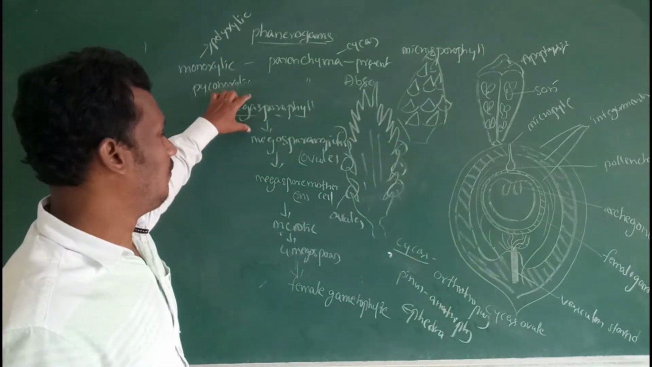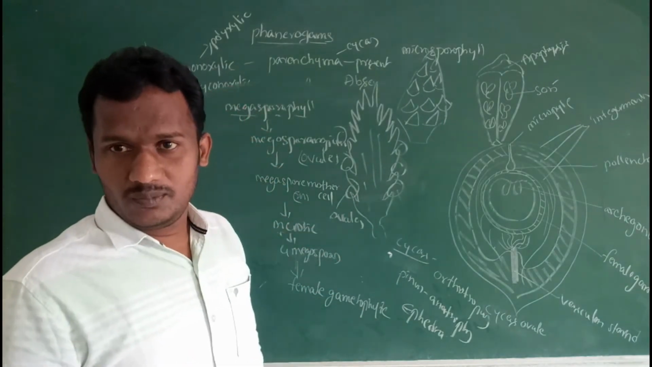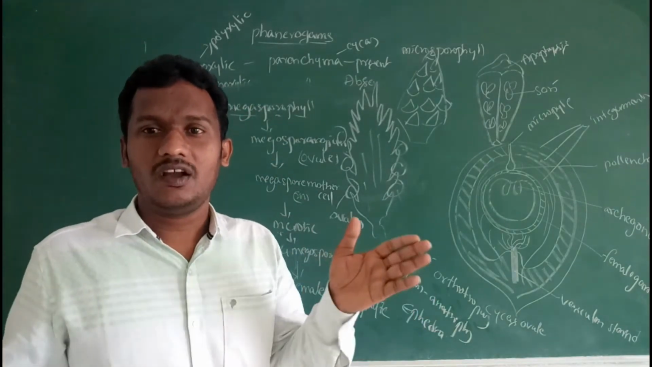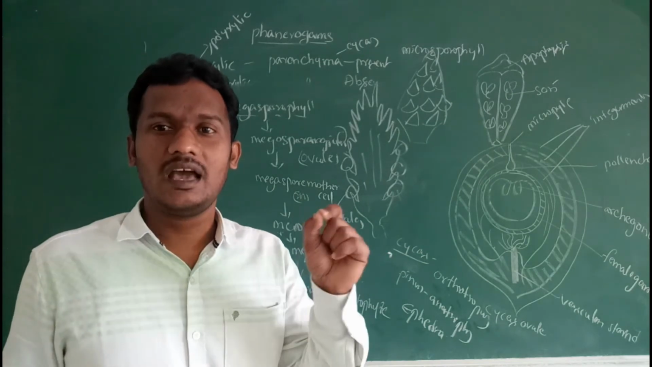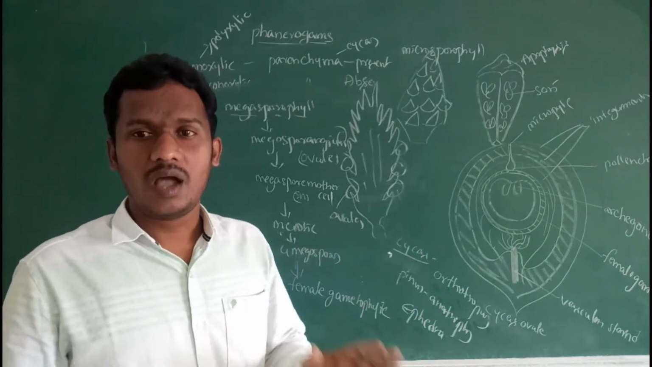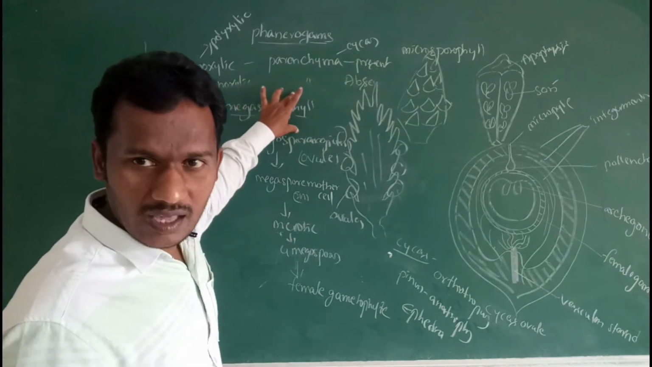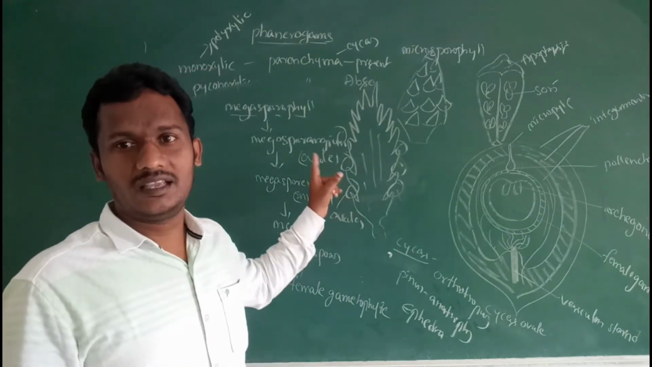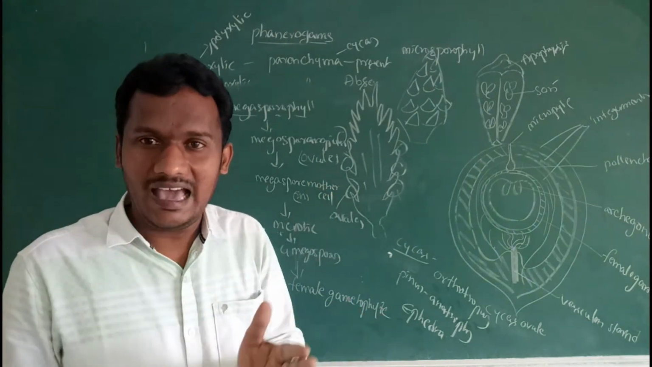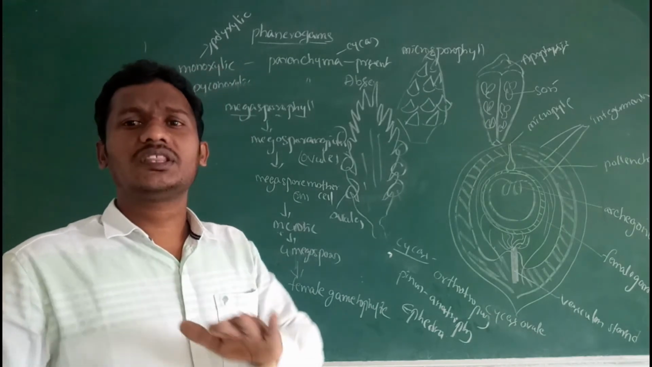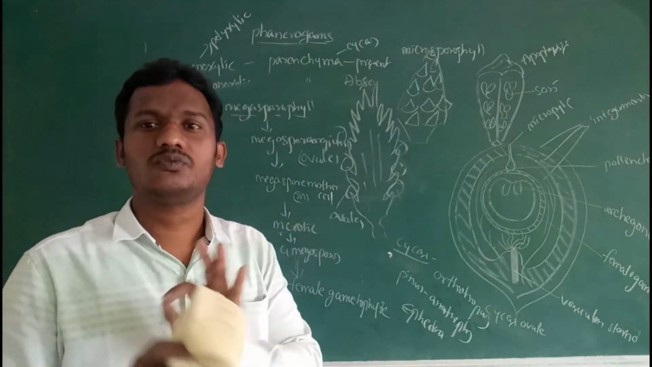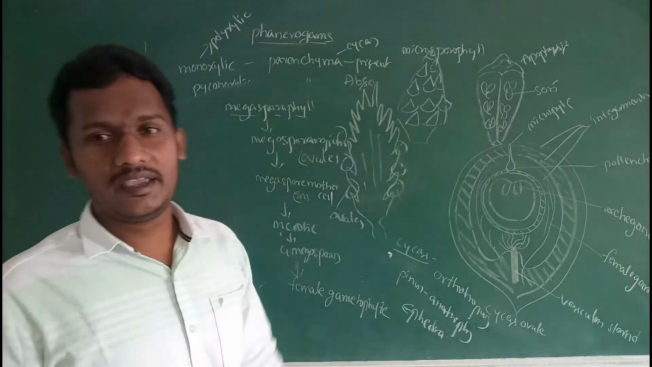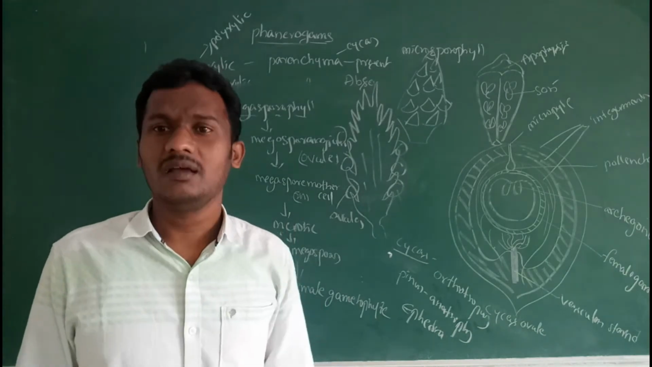So megasporophyll. In some gymnospermic plants, all megasporophylls aggregate to form a compact structure. This is called a strobilus or cone, the female cone. On the female cone, megasporophylls are present. On the megasporophylls, megasporangia are present, nothing but ovules. These are loosely arranged, not covered by any ovary wall. So the ovary is absent. Two to six pairs of ovules are present.